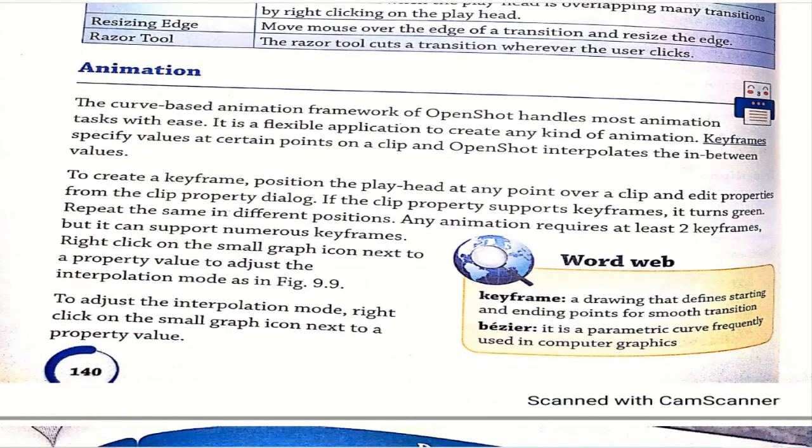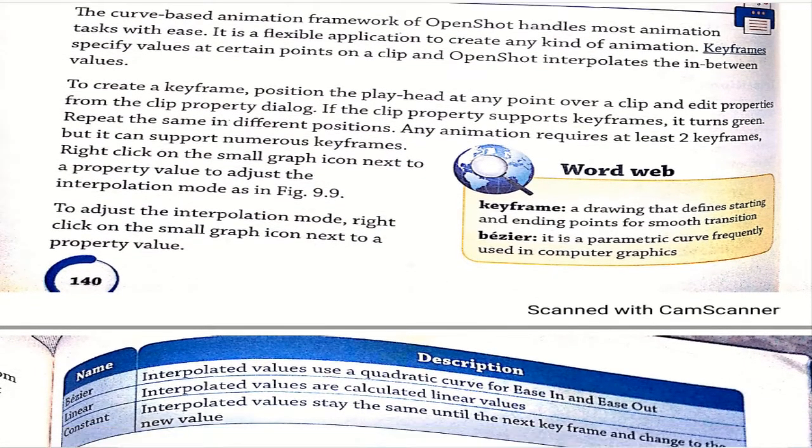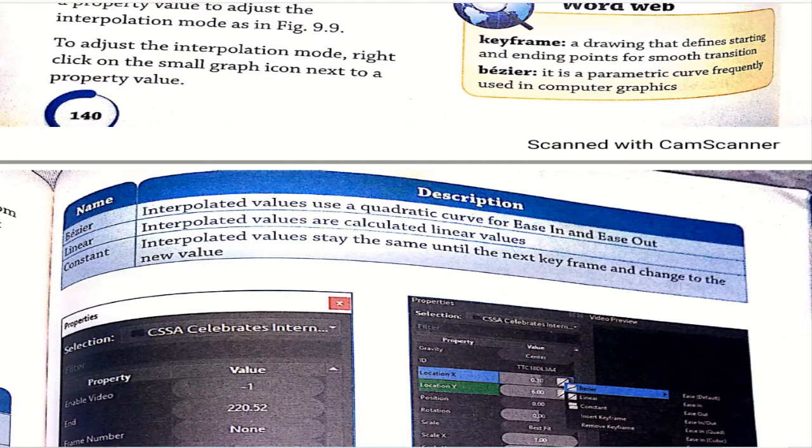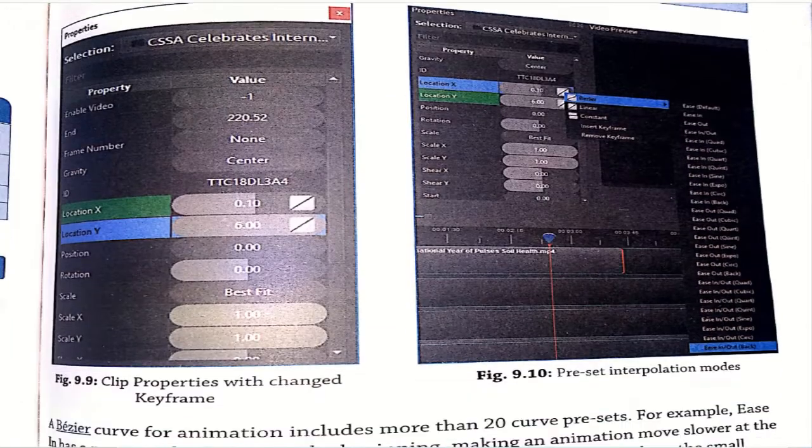Next is animation. The curve-based animation framework of OpenShot handles most animations, like some text you have written and some movement you want, then those animations are available. Okay, next, to adjust the interpolation mode, right click on the small graph icon next to a property value. You will find many animations like bezier, linear, constant. Some of the animations are available there.